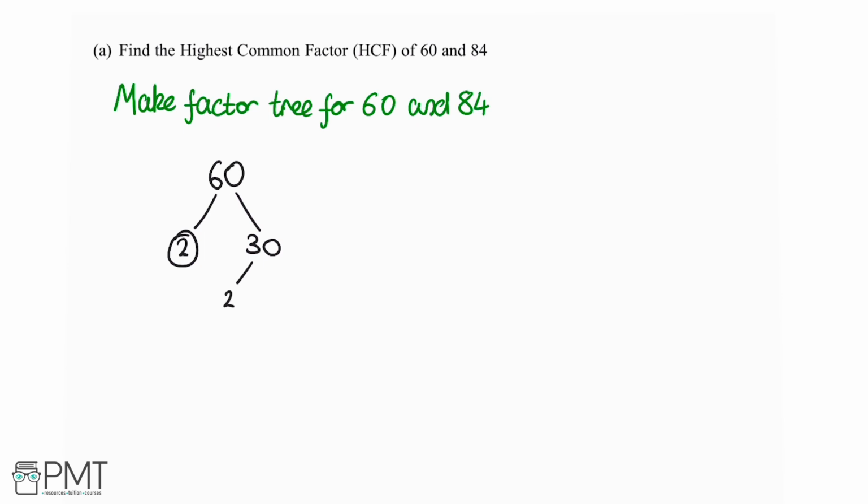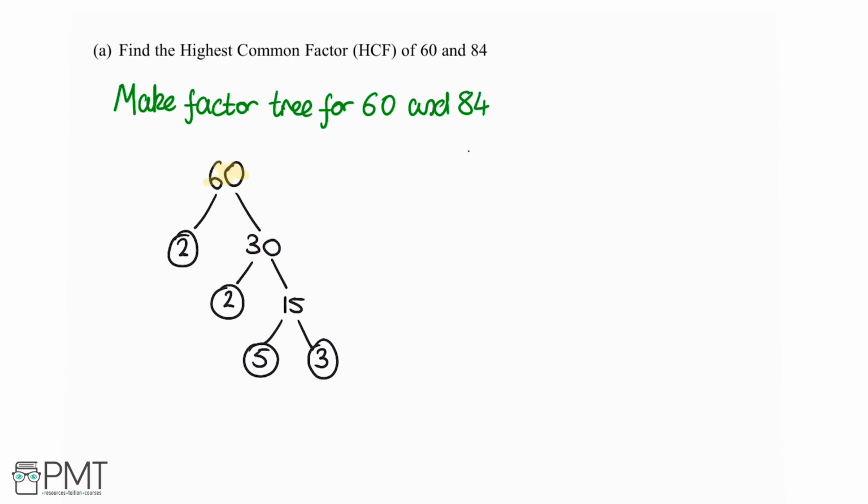We could have 2 again and 15. Cool, so this branch has stopped because we got a prime number. But 15 we can carry on. So we can have 3 and 5 there because 3 multiplied by 5 gives us 15. And now both of these are prime numbers, so we'll circle them. And we see we've got no branches to carry on, so we're all done.